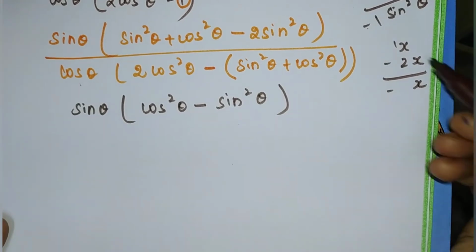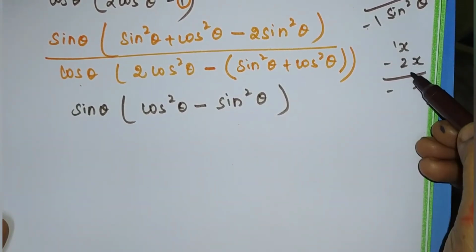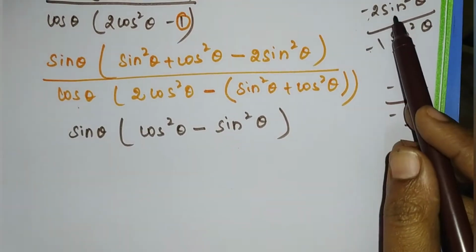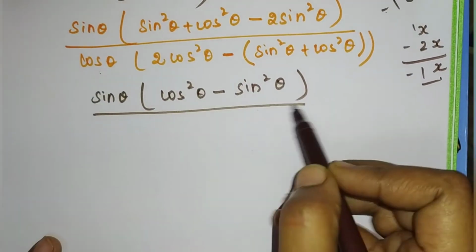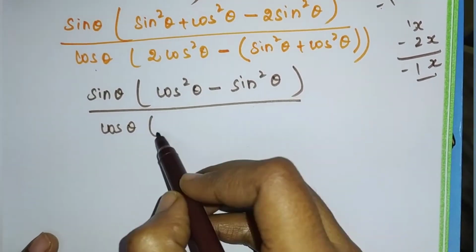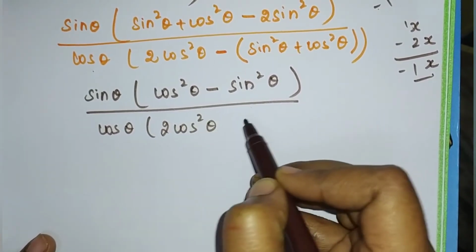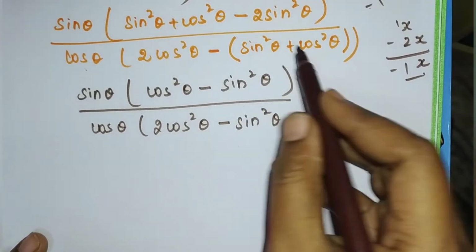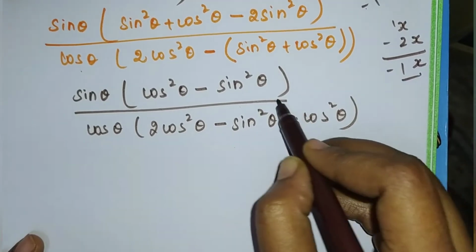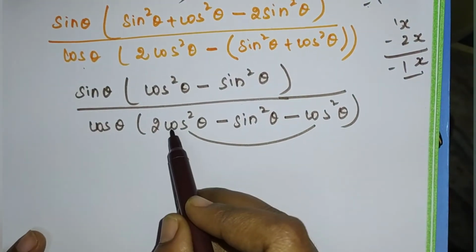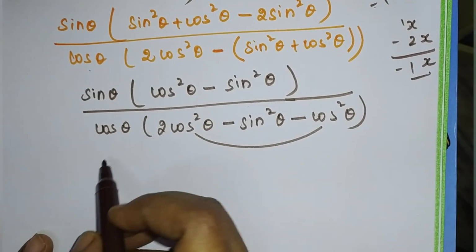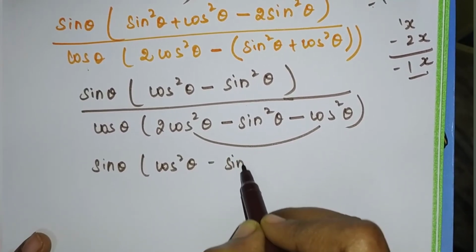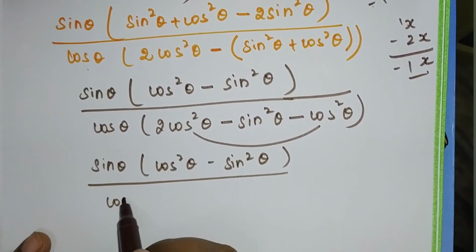That's it, divided by cos theta times the denominator. First multiply the negative sign inside the bracket: minus sin square theta, and minus into plus is minus cos square theta. Now you can combine these two: 2 cos square theta minus cos square theta. So cos square theta minus sin square theta divided by cos theta.